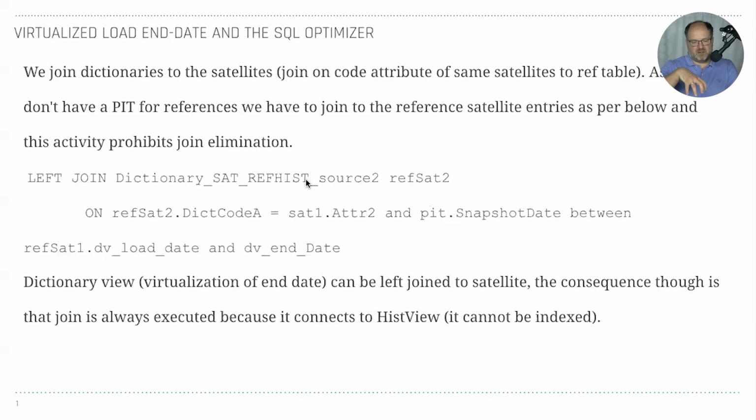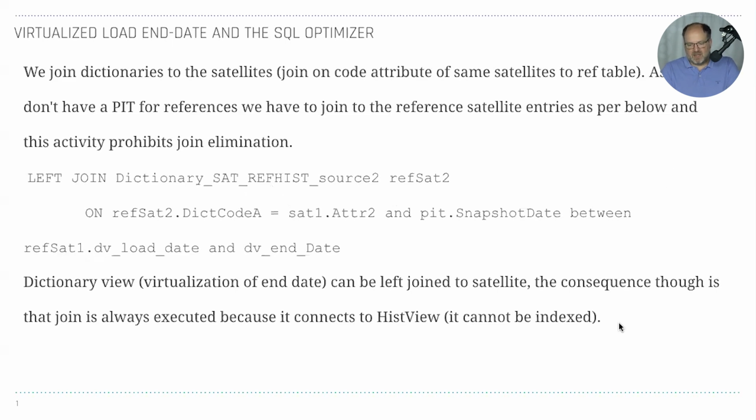So they have a reference satellite, that's for sure. It is essentially a standard satellite in Data Vault, but instead of having a hash key and load date as a primary key, because the reference satellite is attached to the reference hub, which doesn't contain any hash keys, only the code as the primary key, the reference satellite refers to the code and the load date. That's the primary key, essentially. Which means that you still need to have a load end date. So you have to calculate one virtually, so you can join. And that's what they do here. In this view, they calculate the load end date virtually.